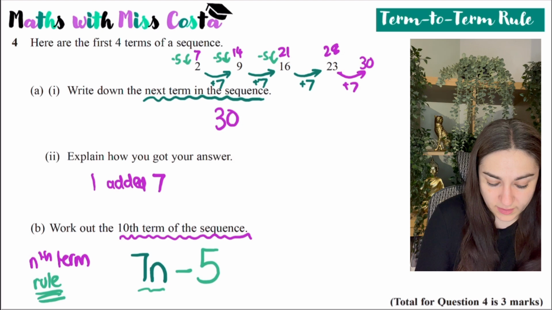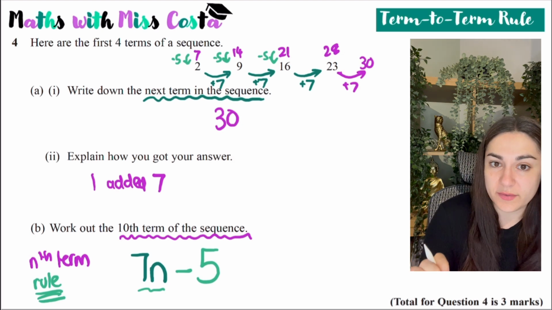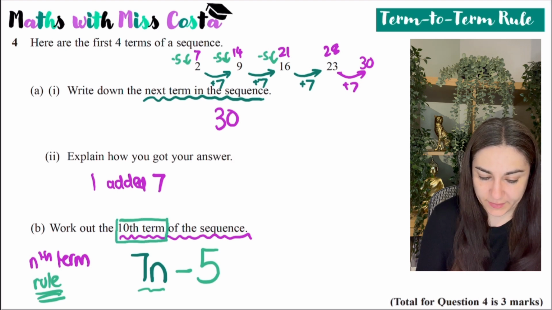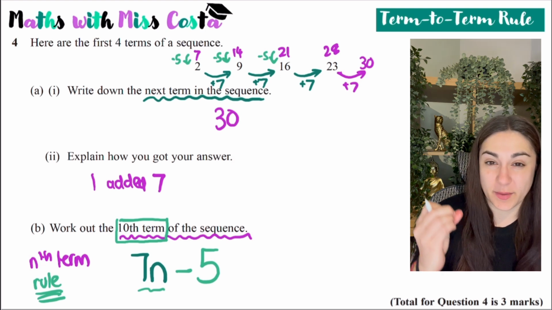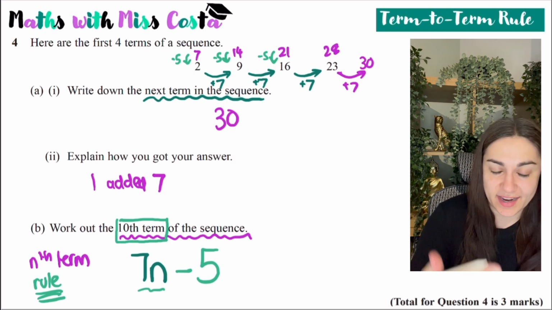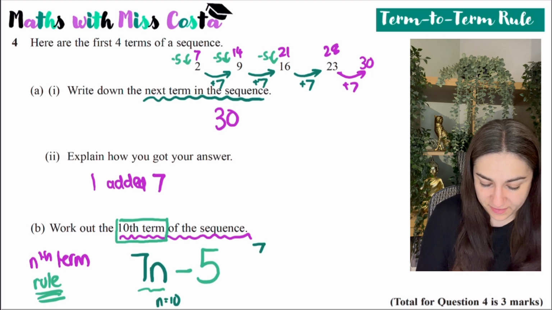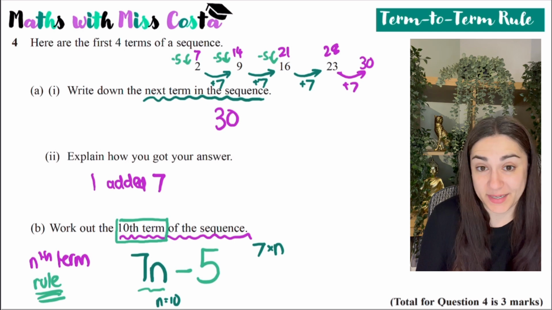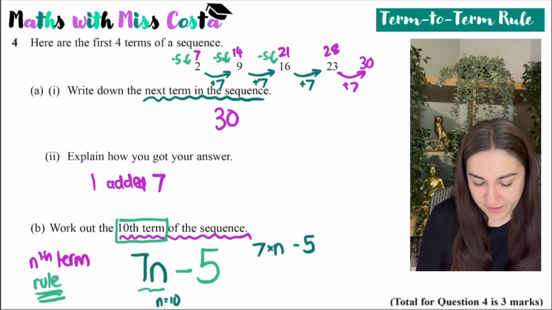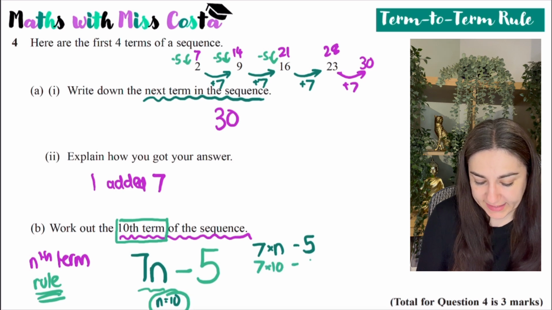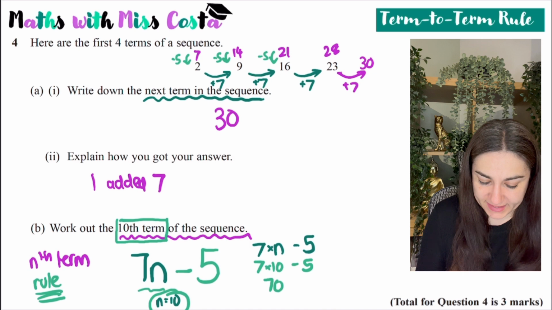That is the rule of the sequence, and we can use it to work out a given term. In this case, it's telling us to work out the 10th term of the sequence. n represents the position in the sequence, so if it's the first, second, third, fourth. In this case, n is 10, because I'm trying to find the 10th term. So 7n, what does that mean? It means 7 times n, and then I'm going to take 5. I know that n is 10, so I'm going to substitute that into the rule. I'm going to say 7 times 10 take 5. 7 times 10 is 70, and 70 take 5 is 65.